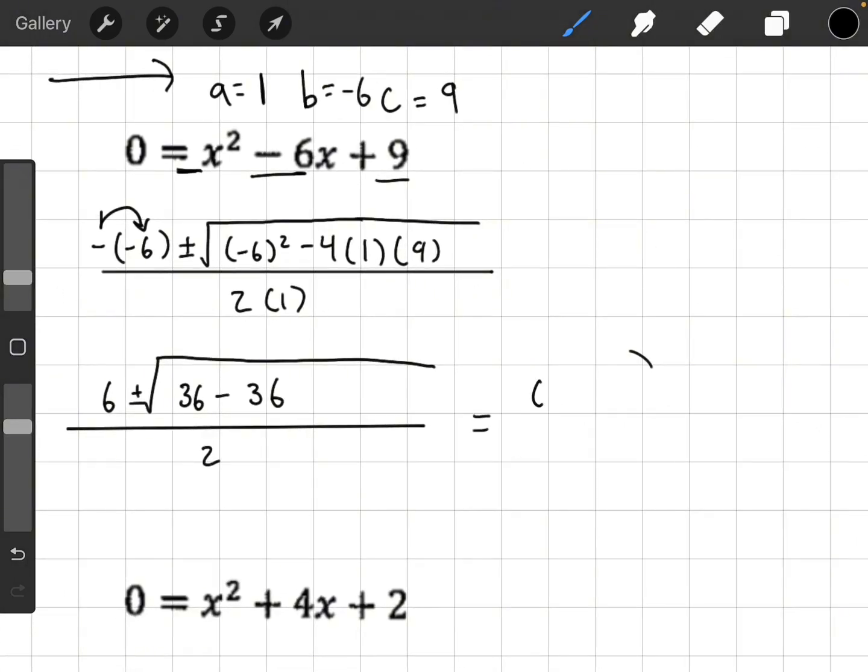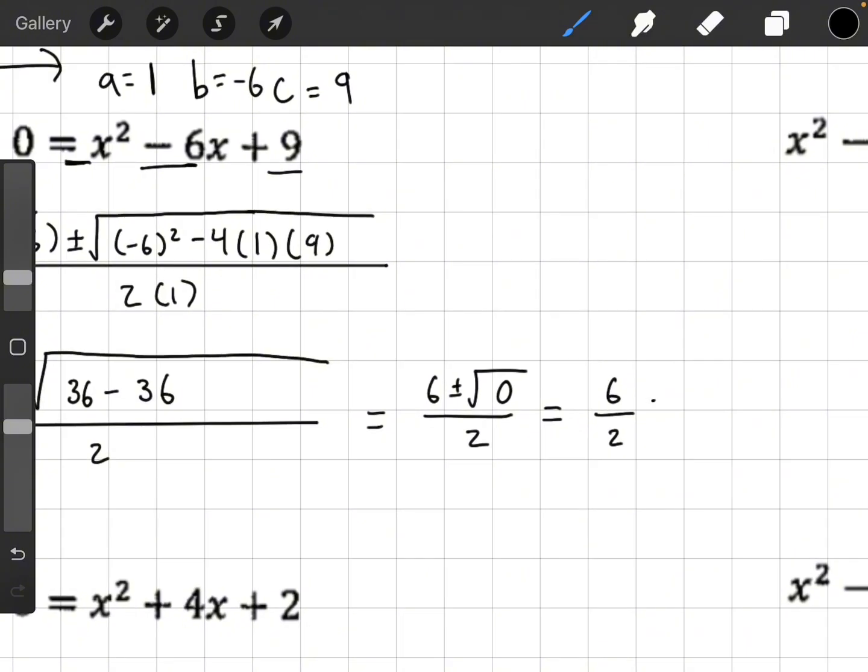So this equals 6 plus or minus the square root of 0, divided by 2. So the square root of 0 is just 0, so we'll take 6 over 2, which is 3, which equals x.